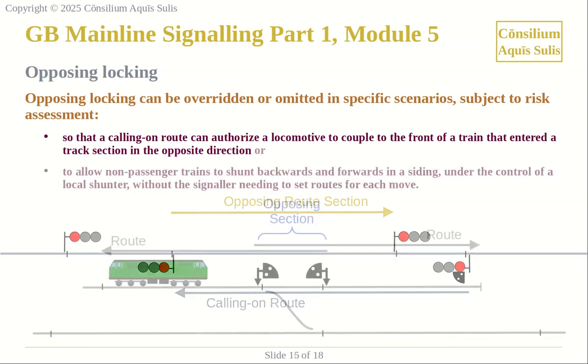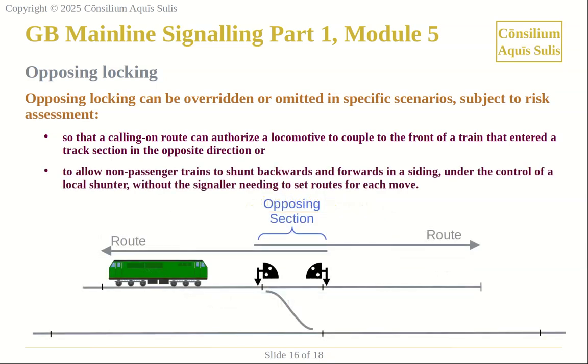Also in sidings, we can set two routes in an opposite direction and display proceed aspects for both of them to allow a train to shunt backwards and forwards in a head shunt. This is only allowed in specific scenarios for low-speed passenger moves and subject to other controls and site-specific risk assessment.